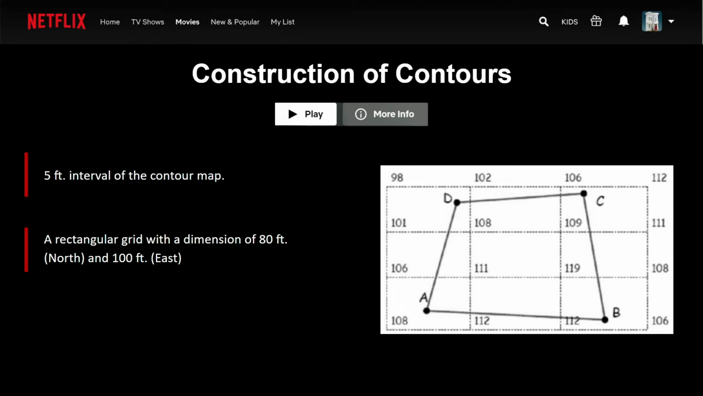So here is a sample map to be plotted on a contour map. It already has its elevations given, and the interval to be done is a 5 feet interval on the contour map, with a rectangular grid with a dimension of 80 feet north and 100 feet east. Next slide, please.